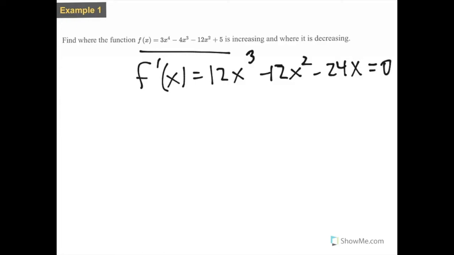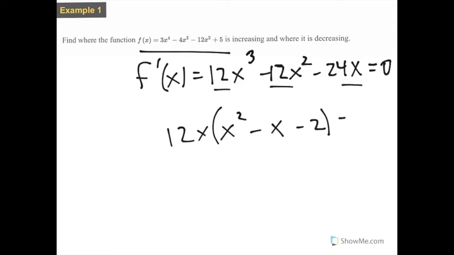And this is going to be a common strategy, a common structure. We saw this back in the last couple of sections as well: take the derivative, set it equal to 0, and solve. Now this one happens to factor pretty nicely. If you factor 12x out of everything, you're left with x squared minus x minus 2 equals 0.